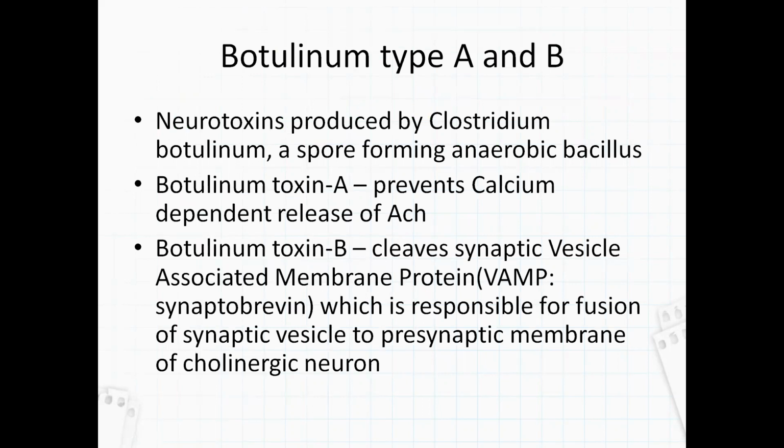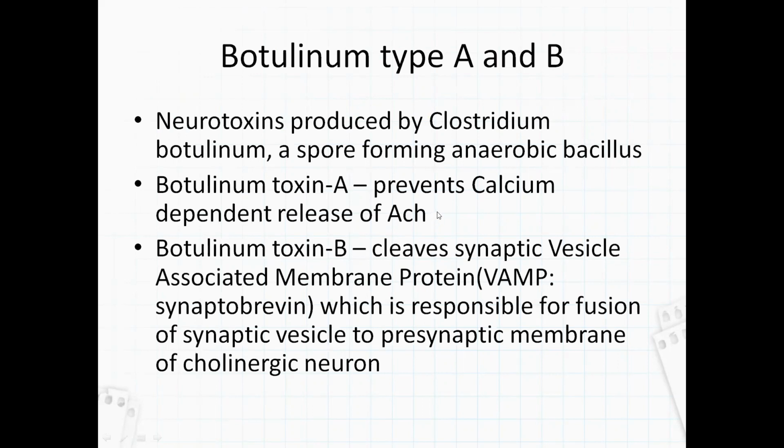Botulinum toxin types A and B. These are neurotoxins produced by Clostridium botulinum, which is a spore-forming anaerobic bacillus. Botulinum toxin A prevents the calcium-dependent release of acetylcholine.